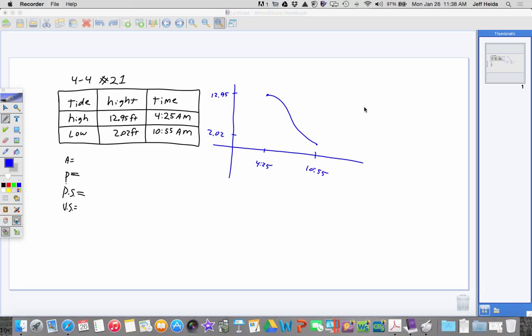Okay, so when you work in time, you have to turn the time into decimal, correct? Yes, if you're going to work with it. So what is 4:25 in decimal? 4 and 25 over 60. In decimal? 4 point what? 4.25. What's 5 over 12? 4.465. And then 10:55 turns into 10 point what?